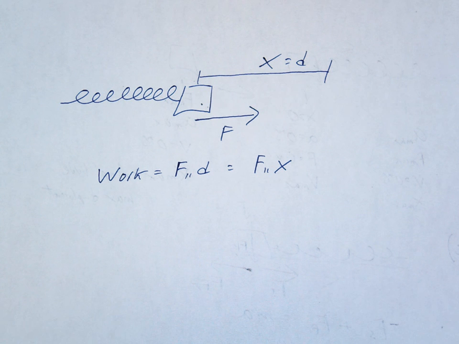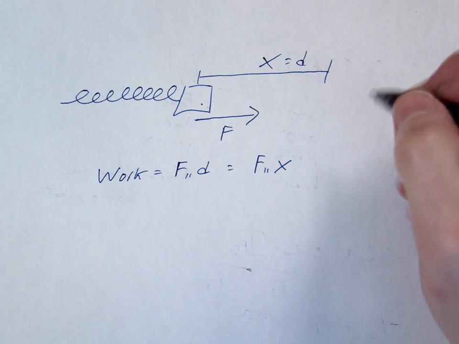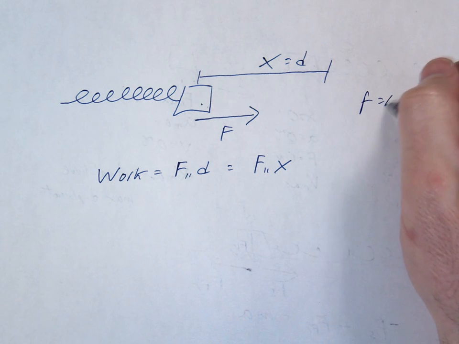F equals kx. So as the x increases, the force I have to apply also increases. So I wouldn't be applying 20 newtons the whole time. It would be changing. Yeah? Wouldn't 20 newtons end up being like the average? 20 wouldn't be the average. So F equals kx, right?